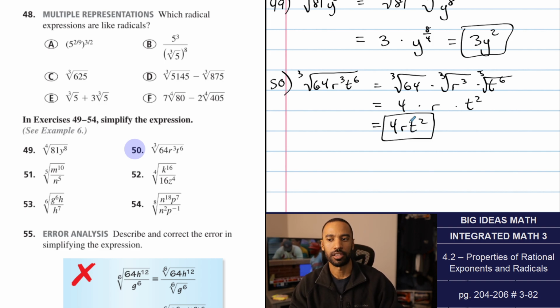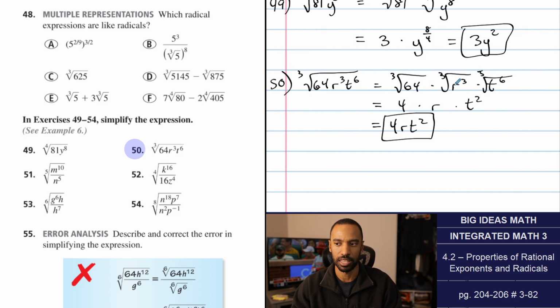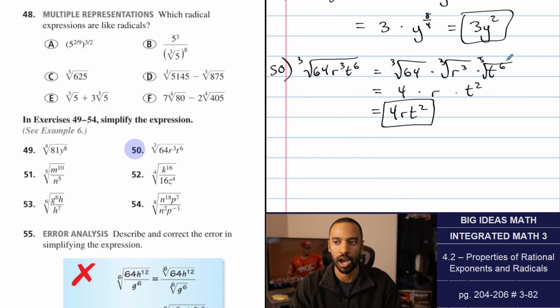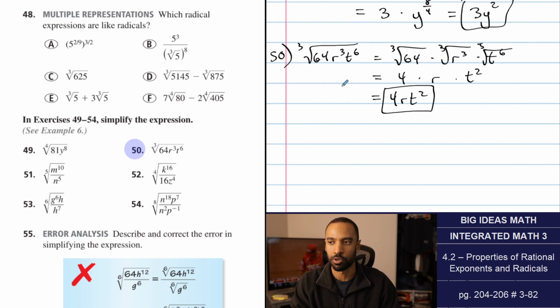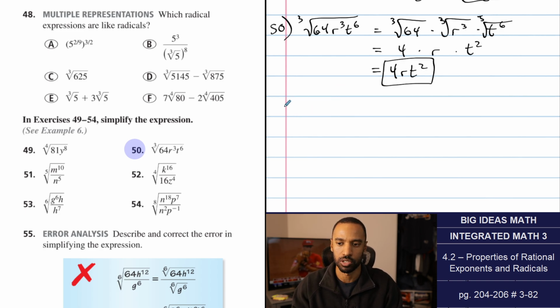There's no absolute value we have to do with this r because we're taking the cube root. We're doing odd roots and odd powers like that. It's only with even roots that we're going to have to do that, when it turns into a variable raised to a first power or odd power kind of deal. And that's not the case right there.